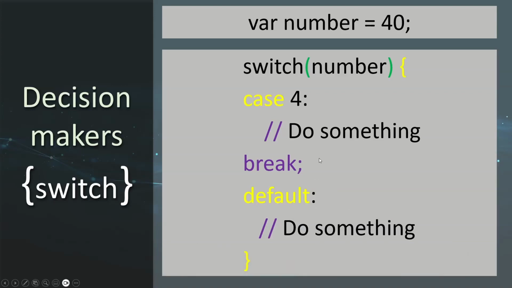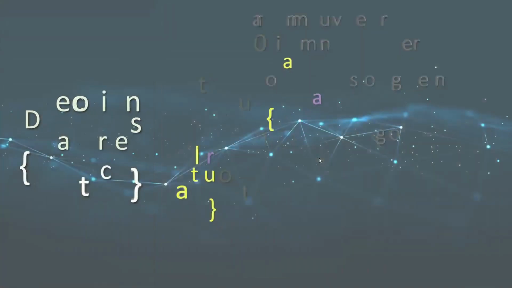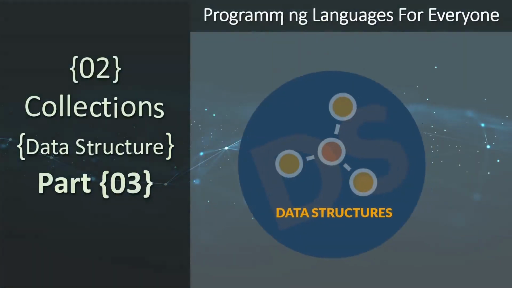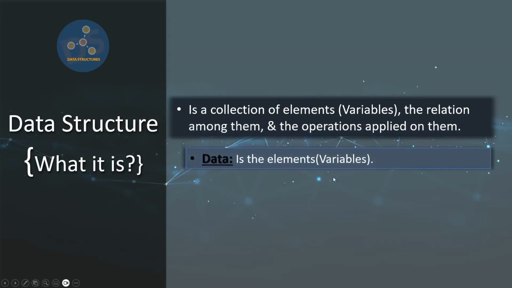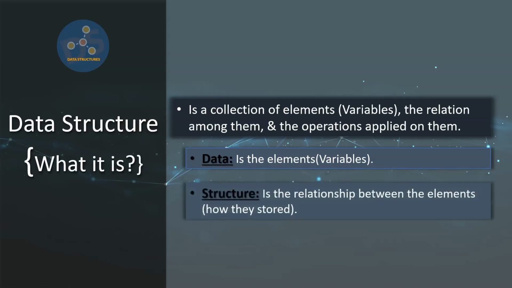That's the switch. Now we will get into data structures. What is a data structure? Introduction to data structures, simplified. A data structure is a collection of elements, variables, with a relation among them and the operations applied on this data type. So let's divide this into smaller parts, starting with data. Data is variables. You have a lot of variables and you store them in this data structure because you have a structure. And then what is structure? Structure is the relationship between the elements and how you store them, depending on the data type.